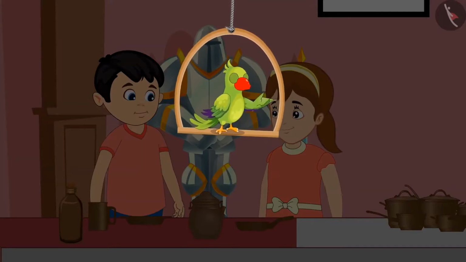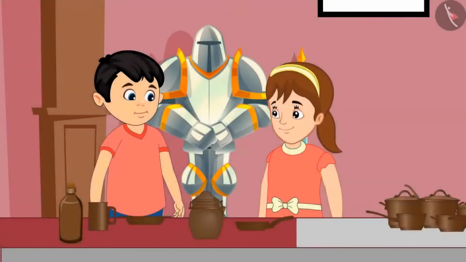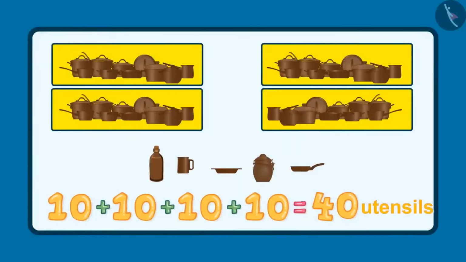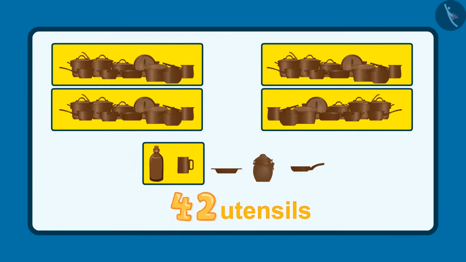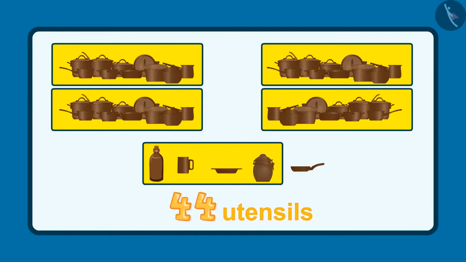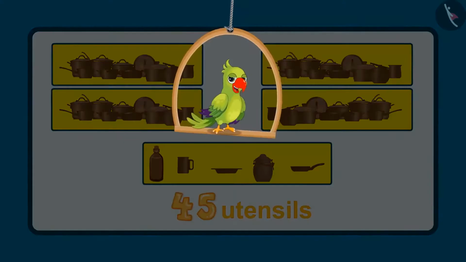Hi again, kids. So do you know how many utensils Chotu and Pinky saw in the museum? After 40 utensils, 41, 42, 43, 44, 45. This makes a total of 45 utensils.